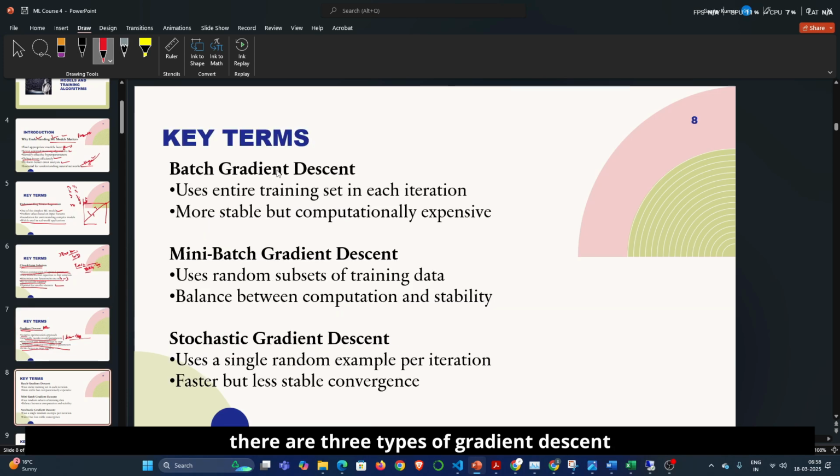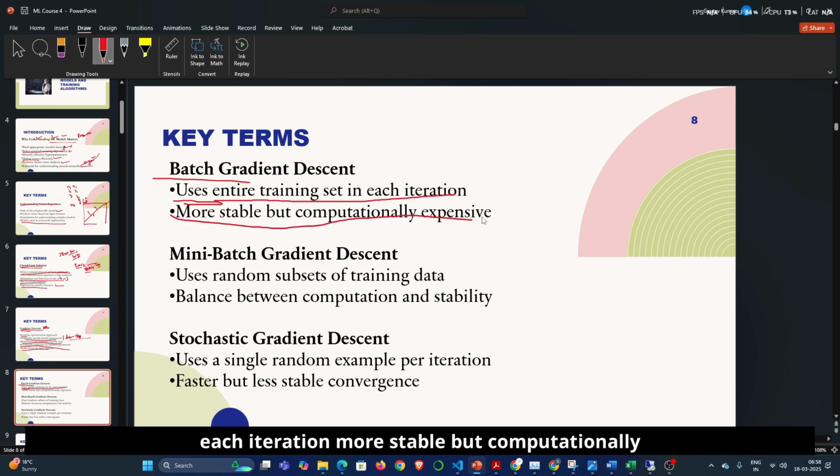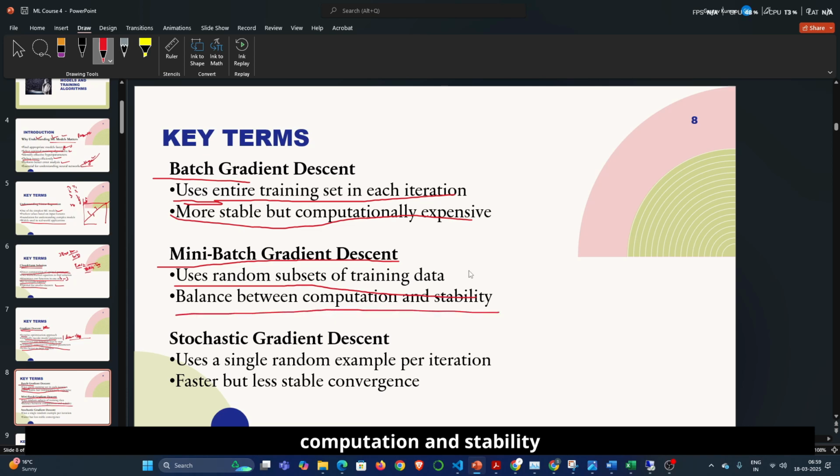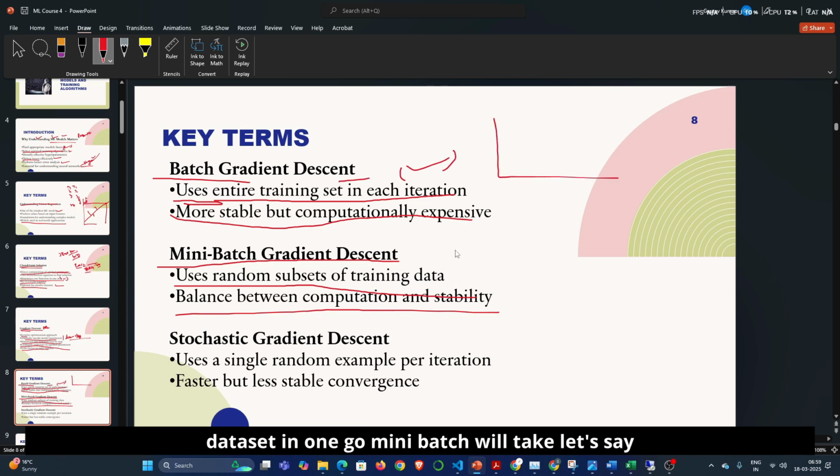Key terms. So there are three types of gradient descent optimizers. First is batch gradient descent. It uses the entire training set in each iteration. More stable but computationally expensive. That's true. Mini batch gradient descent uses random subsets of training data, balancing computation and stability. Batch gradient descent will take the complete data set in one go. Mini batch will take, let's say if there are 100 instances, three or four random sets. It can be anywhere.